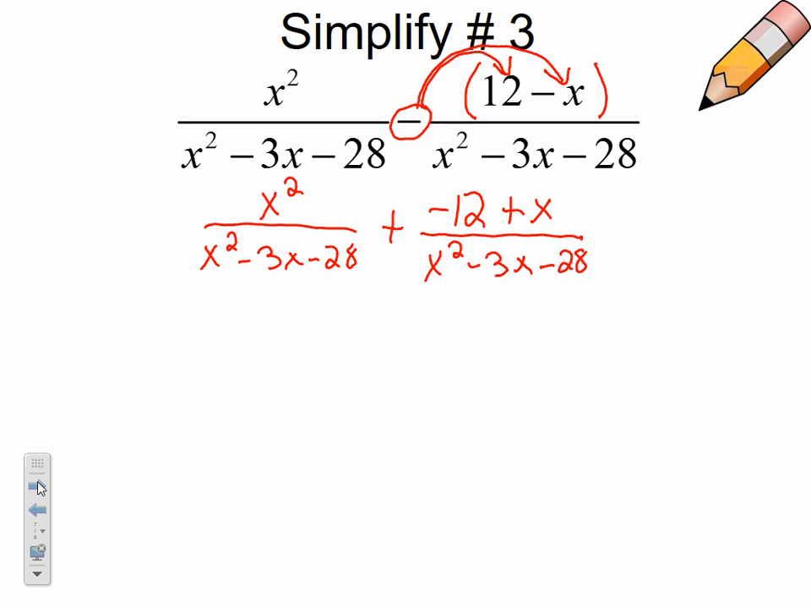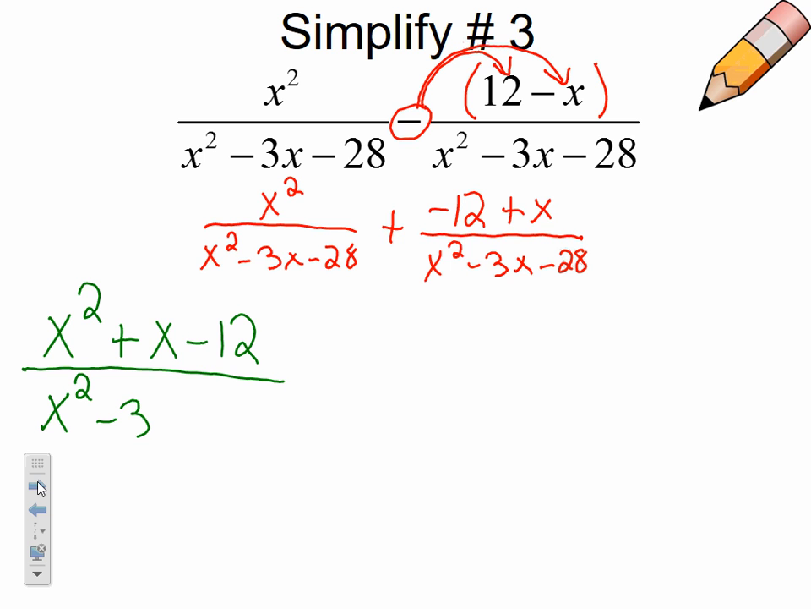Now that we have a common denominator, what we're going to do is add our numerators together. So I have an x squared with a negative 12 and an x. I can't combine anything, but I can write it in standard form. So I'm going to have x squared plus x minus 12 in my numerator, and my denominator is just going to stay the same, so x squared minus 3x minus 28.